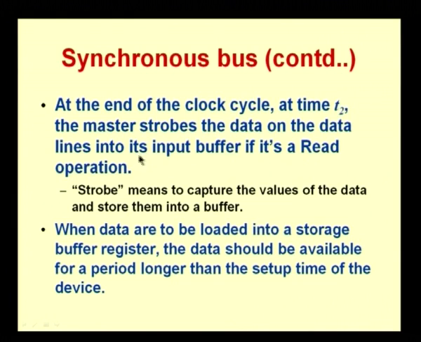the data on the data lines into its buffer if it is a read operation. If it is a write operation, then at time t2 it will be taken by the slave and put into its buffer. Okay. So what do you mean by strobe? Strobe essentially means to capture the values of the data and store them into a buffer. Normally we use this term, a read strobe or a write strobe, as we refer to it. So the strobe normally means that is when the data can be captured and stored into the buffer.